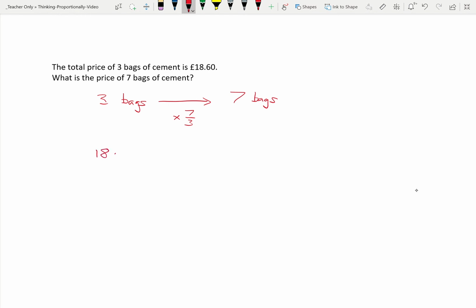So if we need 7/3 times as many bags, it's going to cost 7/3 times as much. And using our calculator, that gives us an answer of 43.4, which I'm going to write as 43.40, £43.40.